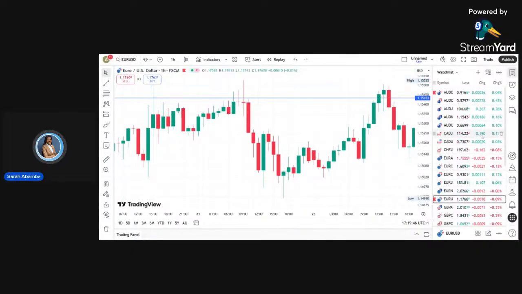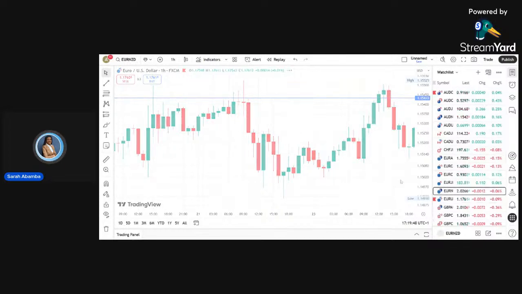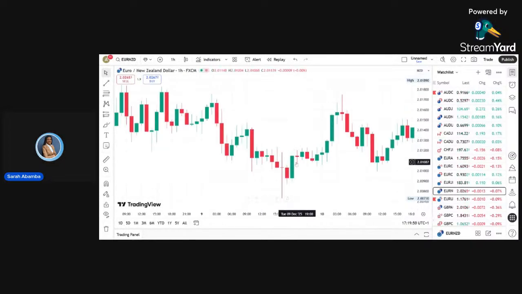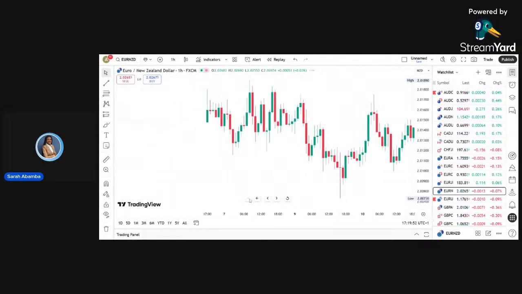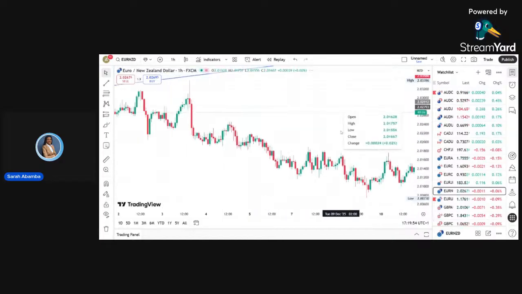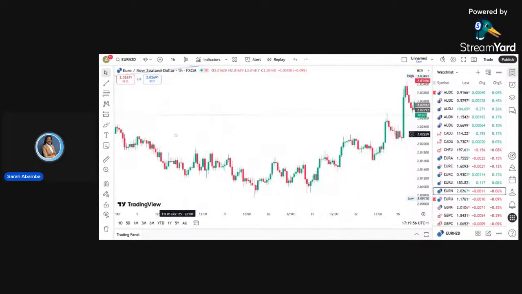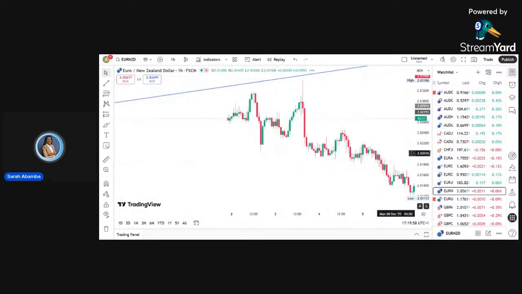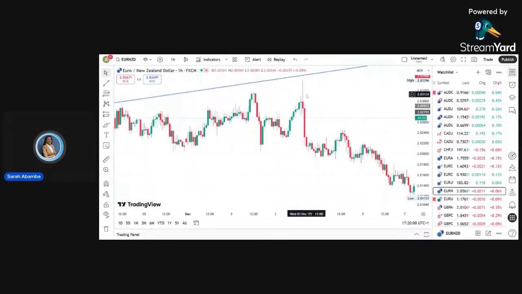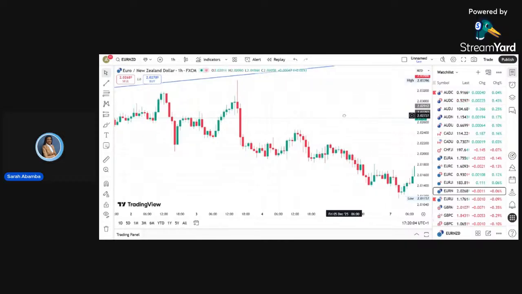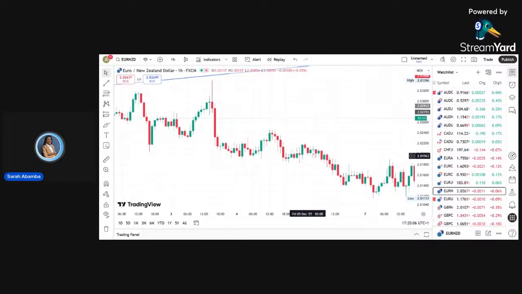Okay, so let's look for other examples. Let me go to another chart. Okay, I've seen a bearish pin bar that was formed here. Look at this one, a bearish pin bar formed here, and the market just started dropping. So what you do is place a sell order.